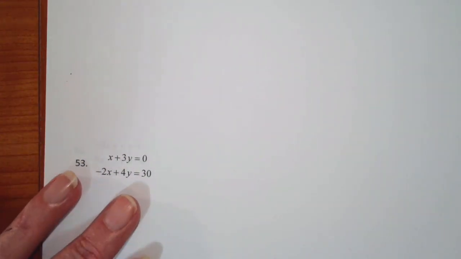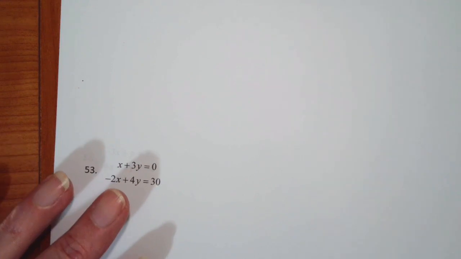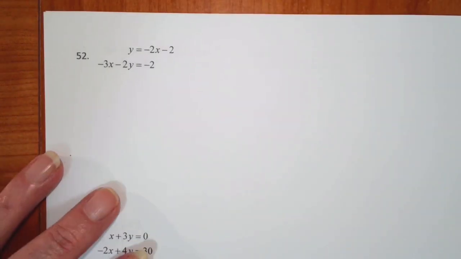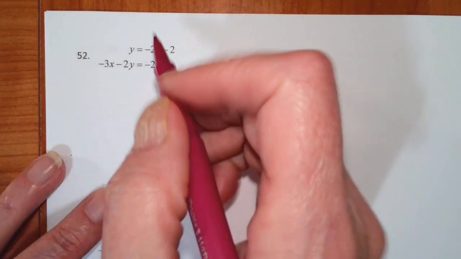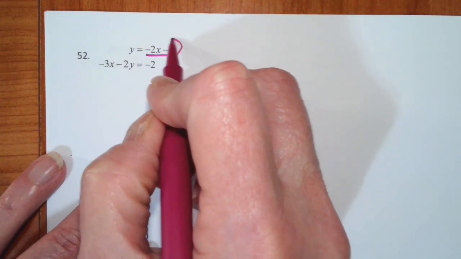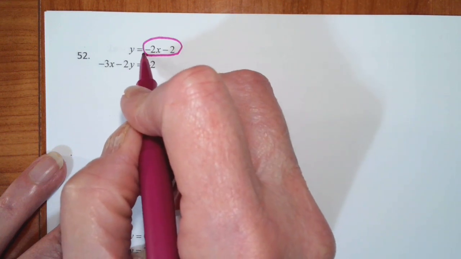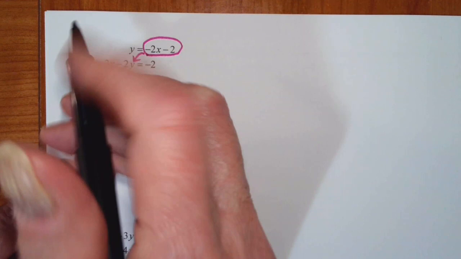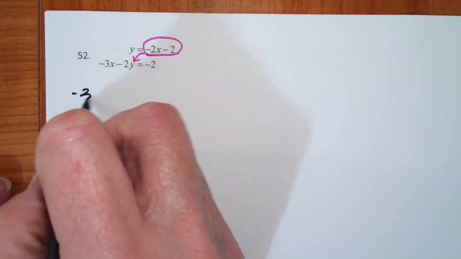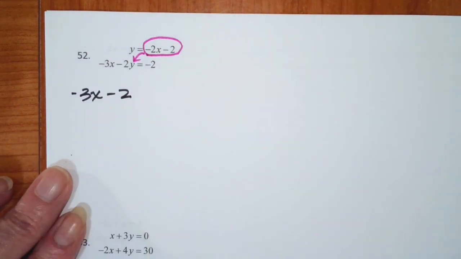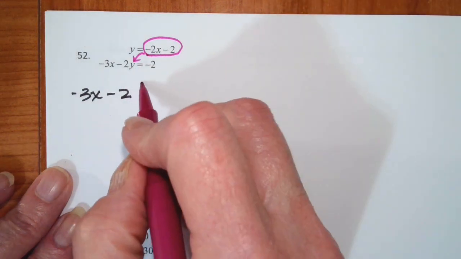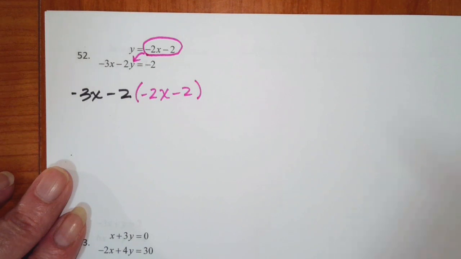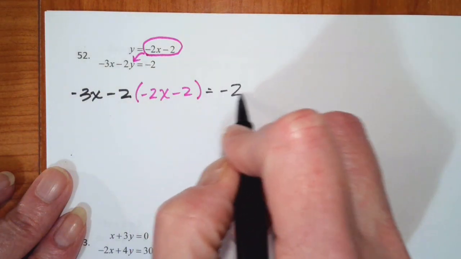Okay, so our next problem is the same. We're going to use substitution. And I know that y is the same as negative 2x minus 2. So I can switch them out. So this gives me negative 3x minus 2 times negative 2x minus 2 is equal to negative 2.